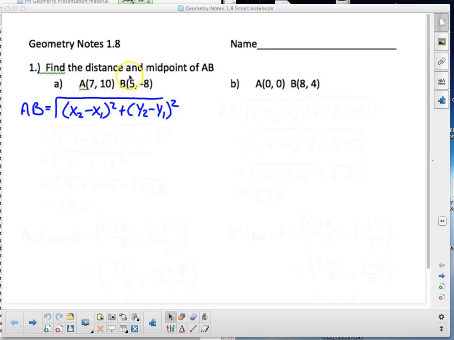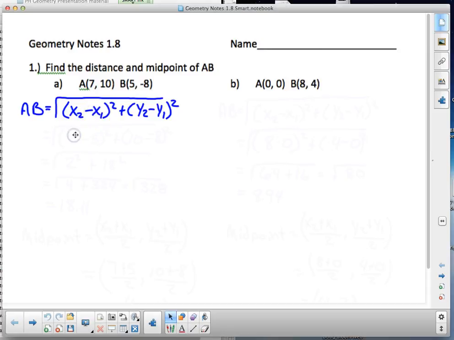This is 7, this is 5, those are my x's. 10 and negative 8 are my y's. This is the 7 from the first point, this is the 5 from the second. Okay, so that's where the subscripts are coming from, but it really doesn't matter so long as you're consistent. If you put 7 first and 5 second, that's fine too.